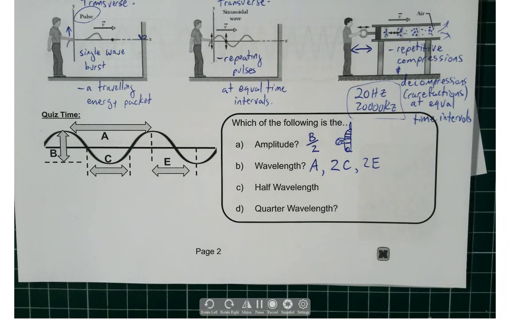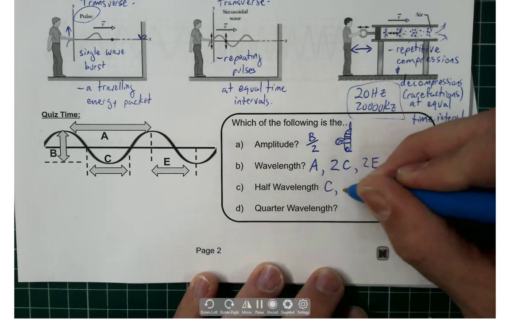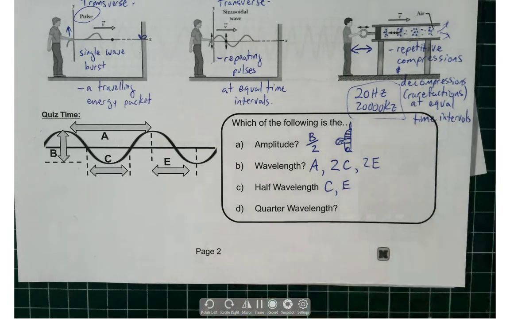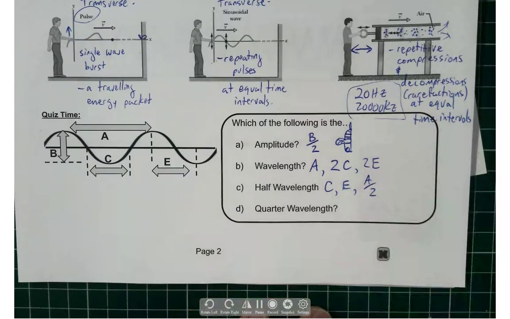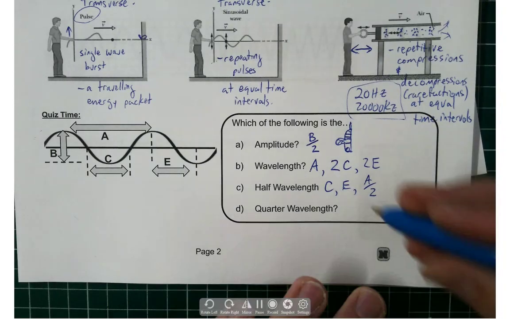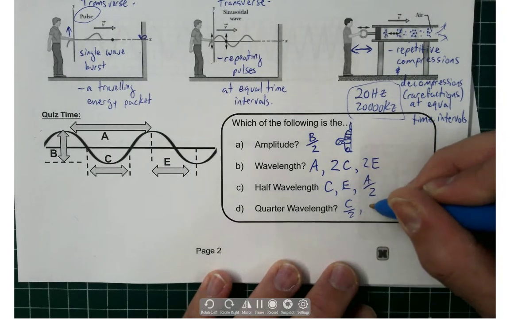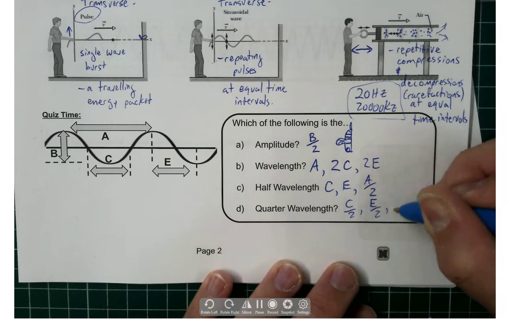All right, so a quarter wavelength. Oh, not a quarter, a half wavelength. What's a half wavelength? C and E, yeah. Is there another one? Half of A, yeah. What about quarter wavelength? Could we just take the previous line and divide them all by 2? Yeah. C over 2, E over 2, and A over 4.